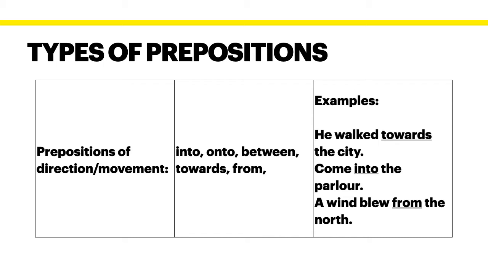He walked towards the city. Where did he walk? He walked in the direction of the city. Towards the city means in the direction of the city. Come into the parlor. So you are outside the parlor, come into the parlor. It again shows movement from outside to inside. A wind blew from the north. So from the north to the south perhaps. Again it shows direction. So here such prepositions like towards, into and from show a relationship of direction between the words that they are connecting.